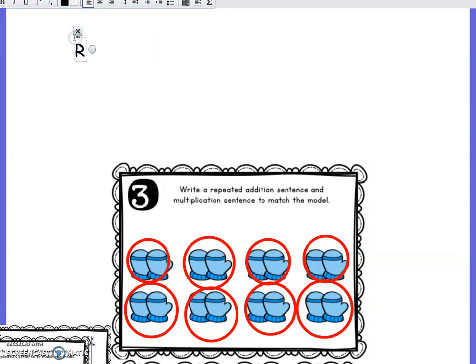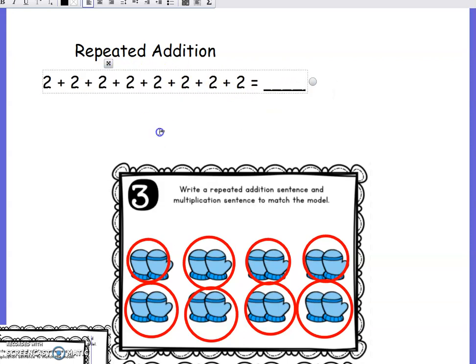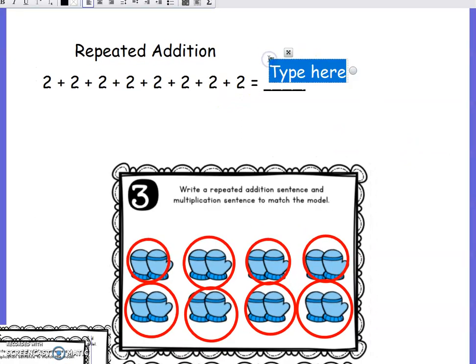Okay, so we'll start with our repeated addition. We have 2 plus 2 plus 2 plus 2 plus 2 plus 2 plus 2 plus 2. So let me say 1, 2, 3, 4, 5, 6, 7, 8. I'm adding my total number of mittens. So we're counting by twos, and I'm going to skip count those: 2, 4, 6, 8, 10, 12, 14, 16. So we have a total of 16 mittens or gloves, okay?